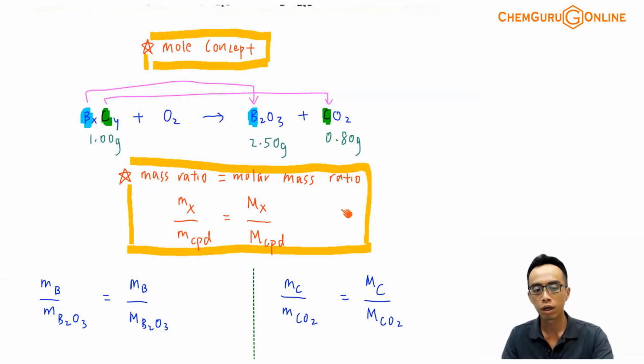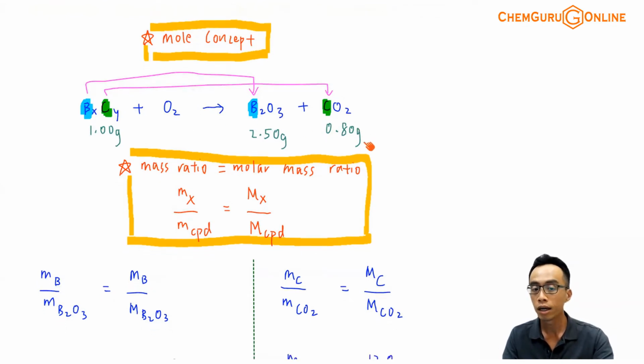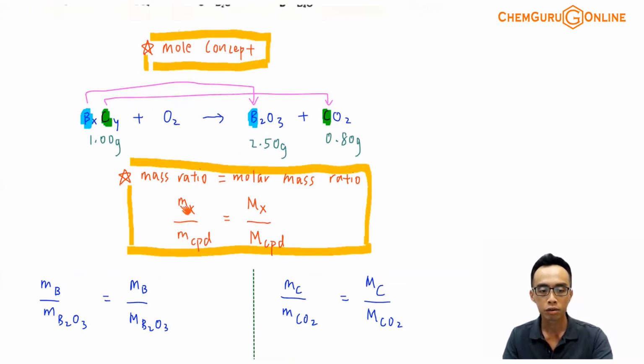Now what we can do is we can make use of this formula under mole concept. The mass ratio equals to the molar mass ratio. Now the formula actually looks something like this. In terms of application, the mass of the X that you want to determine divided by the mass of your compound will be equal to the molar mass of X divided by the molar mass of your compound.